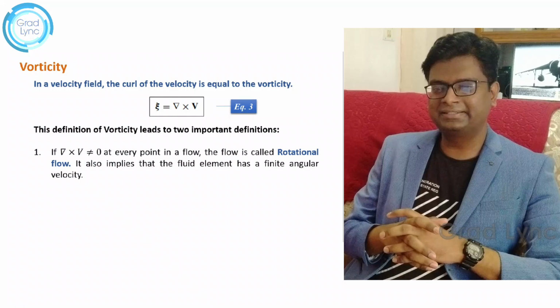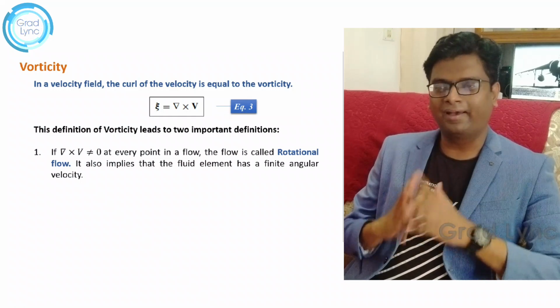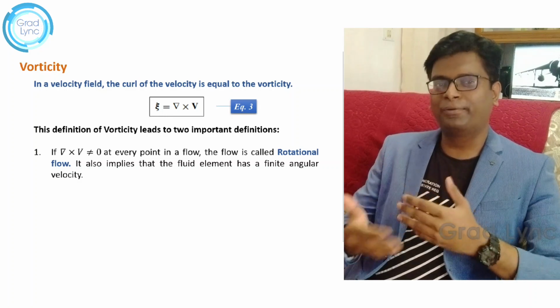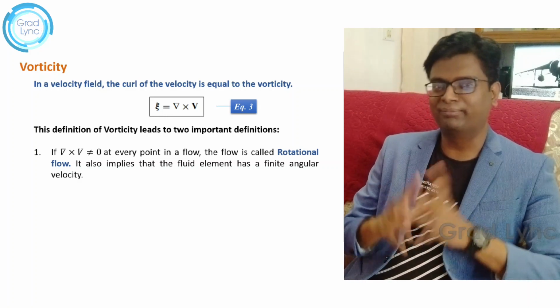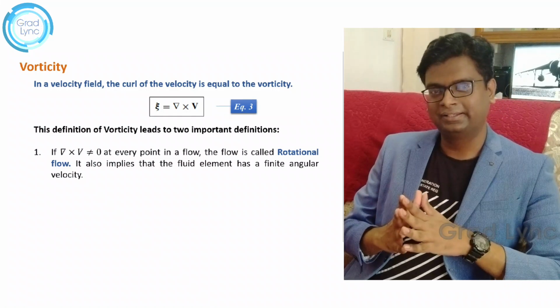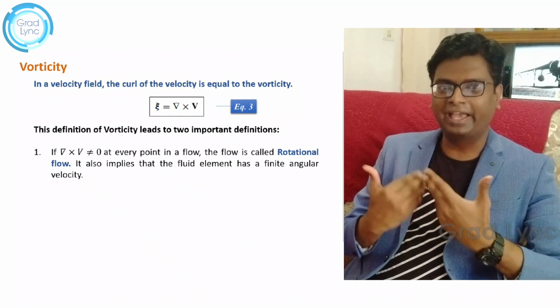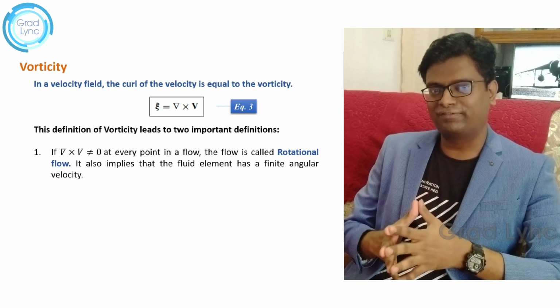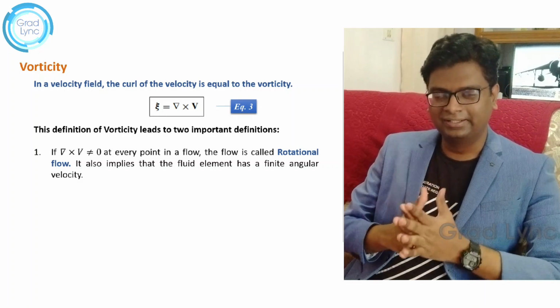It implies that the fluid element has a finite angular velocity. What is the opposite of rotational? Irrotational. It means the fluid elements are not rotating, right? They are not sweeping any angle, right? So this particular flow is called rotational flow.